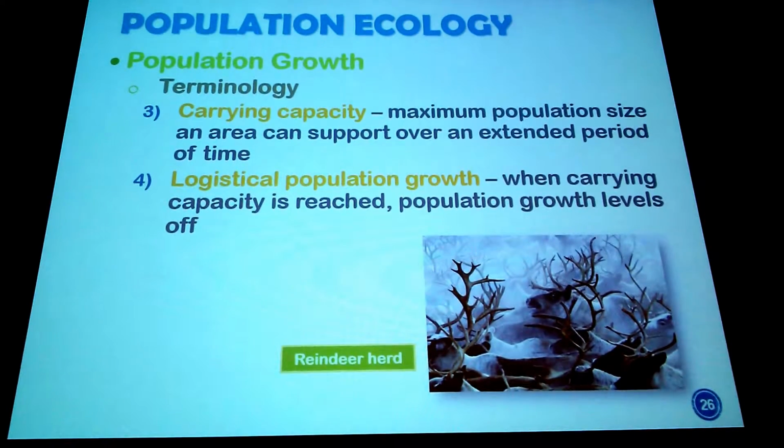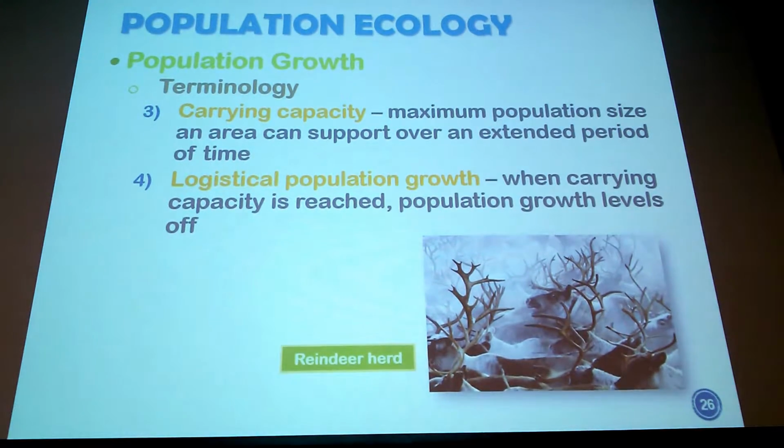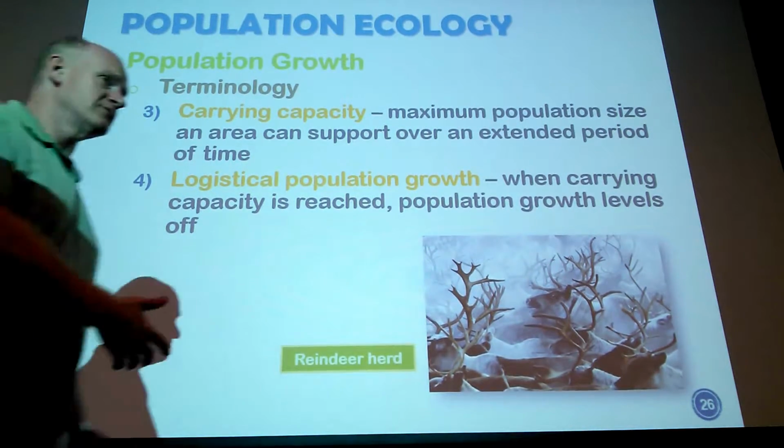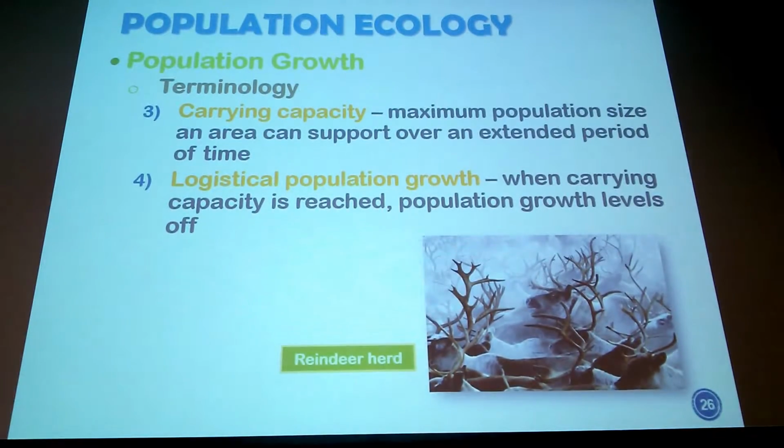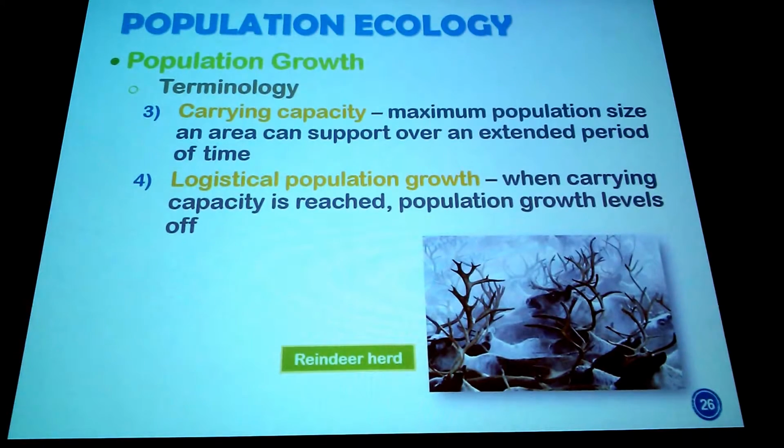Say reindeer in a given area exceed the carrying capacity. So why is it that reindeer don't die off or don't totally destroy the area in which they live? They move on. They migrate. They don't stay in an area too long. They don't exceed the carrying capacity because they don't stay there over an extended period of time.